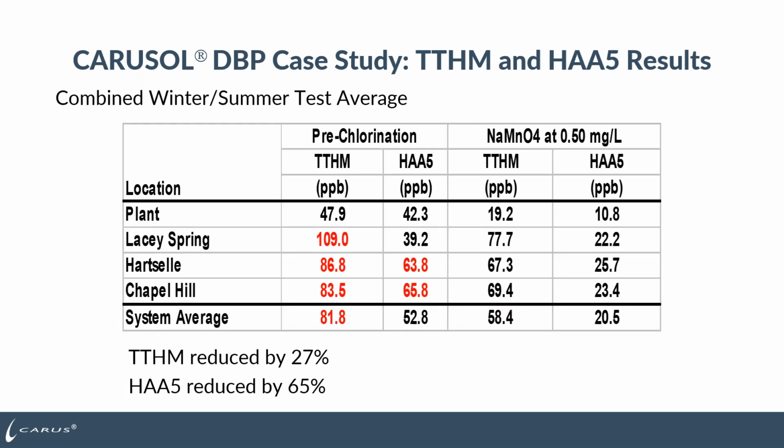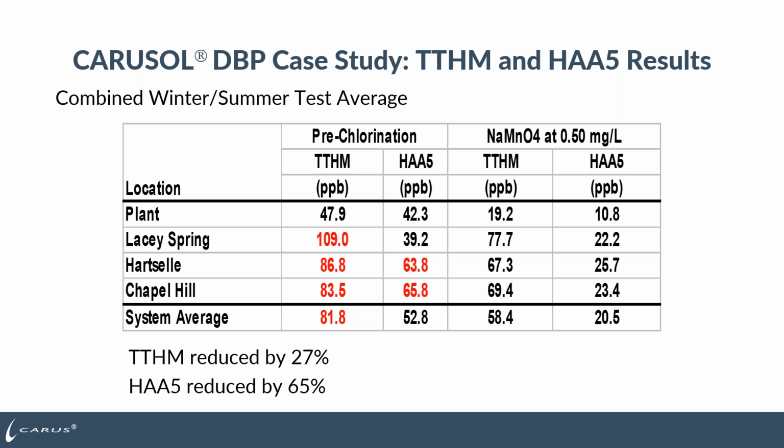So when we looked at the combined winter-summer test, which would have been only 2 quarters out of the 4 quarters that they would average, if you look at those locational running annual averages, so each site standing on its own, with sodium permanganate on and pre-chlorination at the back of the plant, all the sites would stand on their own for a 2-quarter average of THMs and HAAs being below the 80 parts per billion and 60 parts per billion.